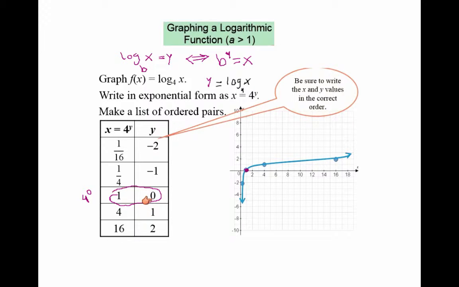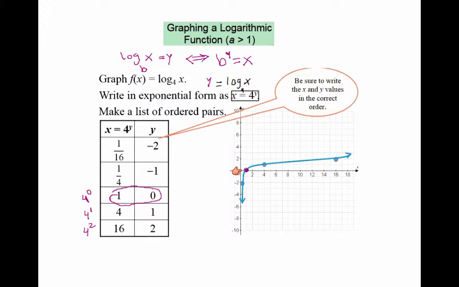As I increase the value of y, if I let y be equal to 1, the value of x increases, because if y is equal to 1, x would be equal to 4 to the power of 1, which is 4. If y is equal to 2, x would be equal to 4 to the power of 2, which is 16. As you see, as I increase the value of y, the value of x increases. This would be the point.